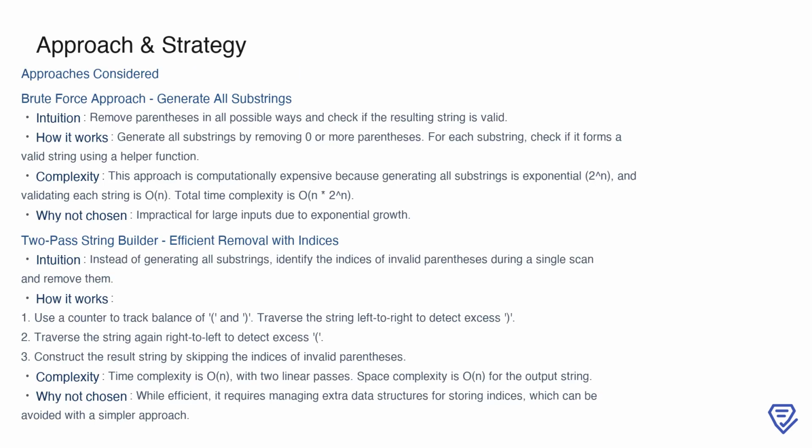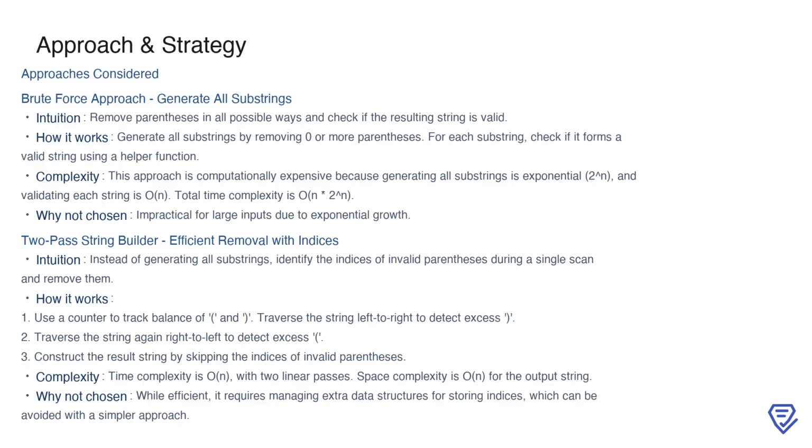When tackling the problem of removing the minimum number of parentheses to make a string valid, we considered several approaches. First, there is the brute force method, where we generate all possible substrings by removing parentheses and then validate each one. While this method is straightforward in concept, it is computationally prohibitive. Generating all substrings results in exponential growth, specifically O(2 to the power of n), and combined with the validation step, the total time complexity becomes O(n*2 to the power of n). This makes it impractical for any reasonably large input.